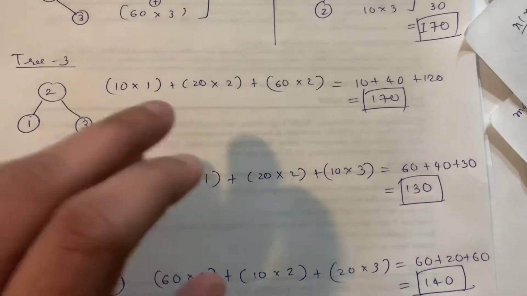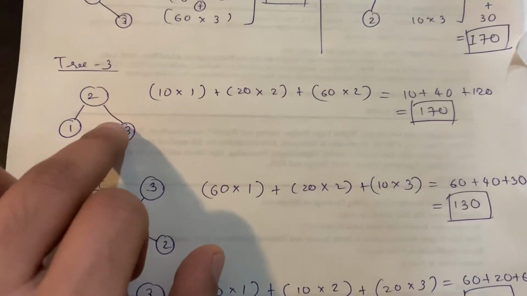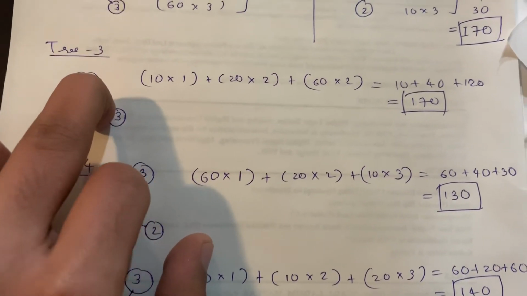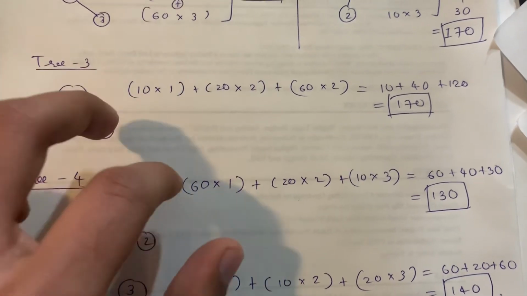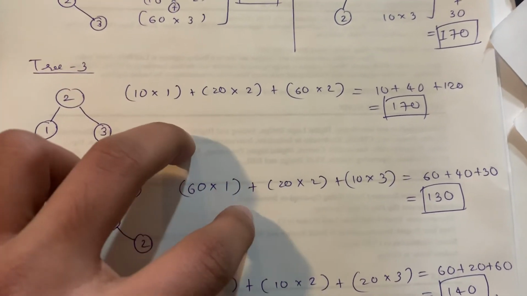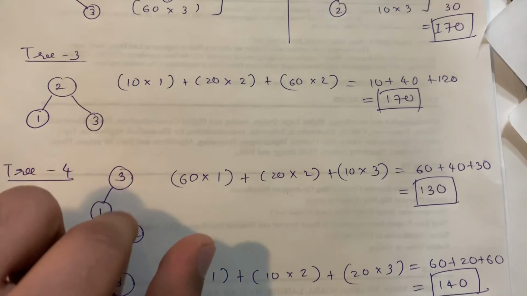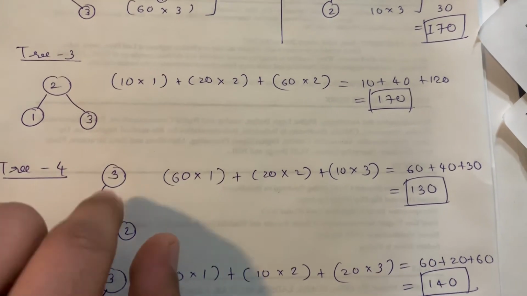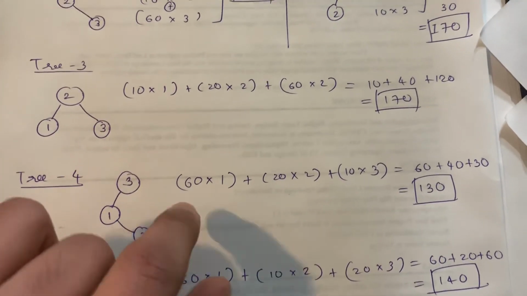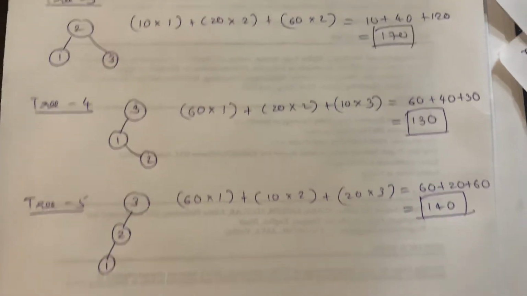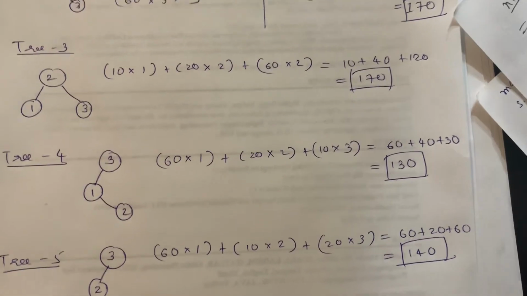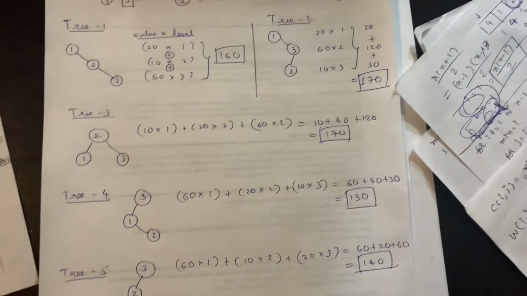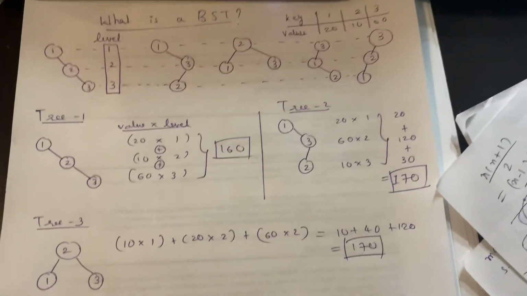And as I said before, a good observation here is that the fewest number of levels does not mean the optimal BST, as you can see in this case, that this has 170 and this has 130. So this definitely is not the best, tree number 3. Tree number 4 is the optimal BST we want to find out. So this is basically the idea behind the problem that we're trying to solve here.